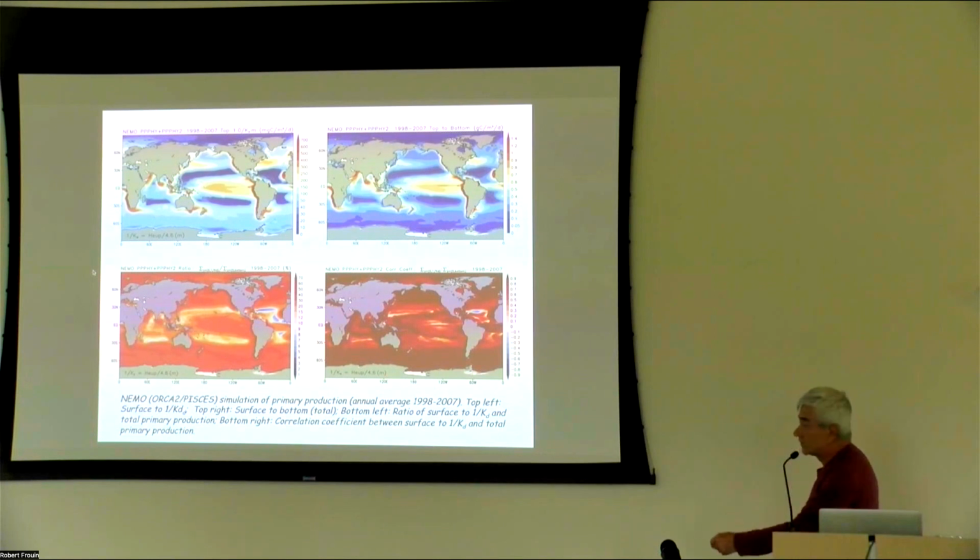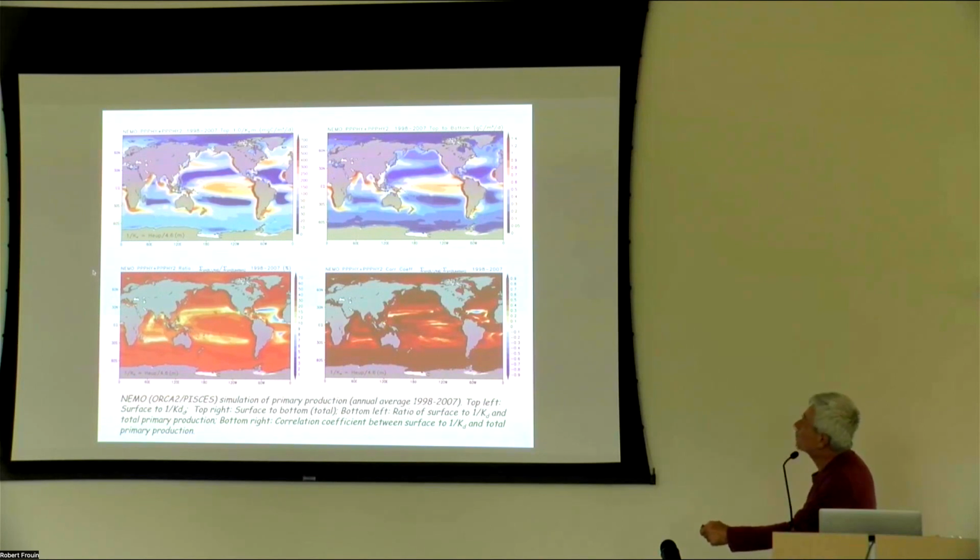So this slide is the same thing as before, except for primary production. You have basically surface primary production, total primary production, and the ratio of the two, and the correlation between surface and total.